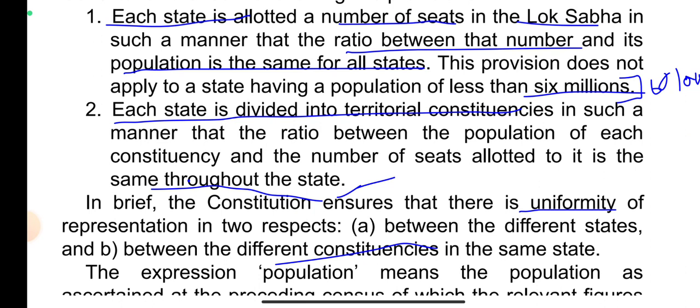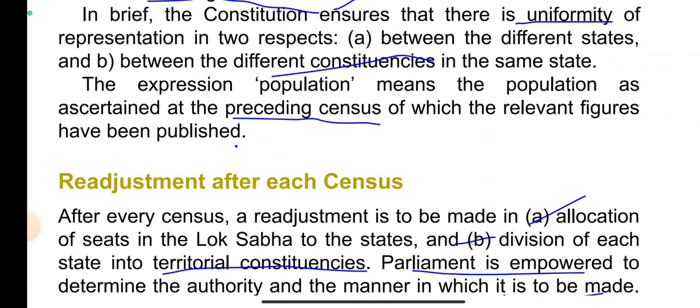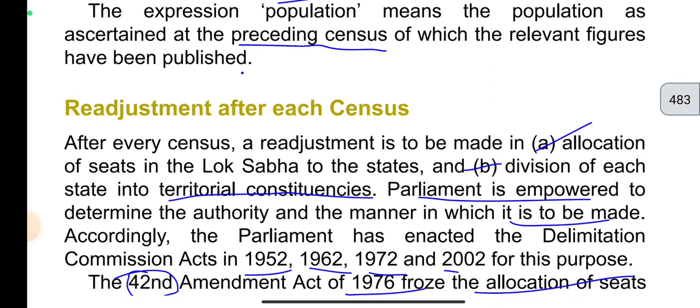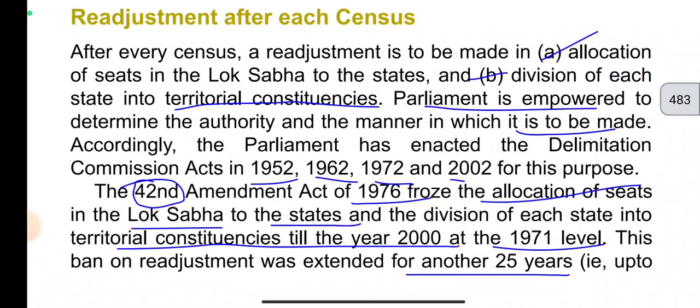This provision does not apply to a state having a population of less than 6 million. Each state is divided into territorial constituencies in such a manner that the ratio between the population of each constituency and the number of seats allotted to each state is the same throughout the state. In brief, the Constitution ensures that there is uniformity of representation in 2 respects, between the different states and between the different constituencies in the same state. The expression population means the population as ascertained at the preceding census, of which the relevant figures have been published.